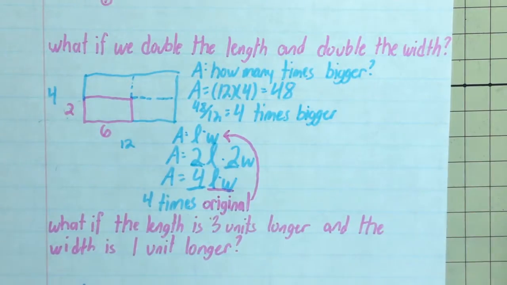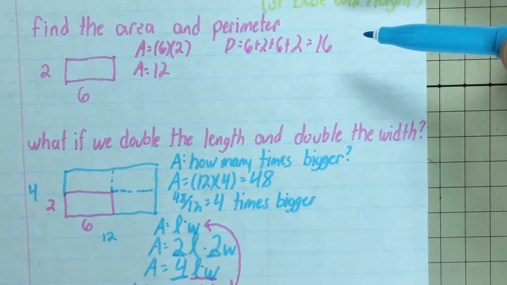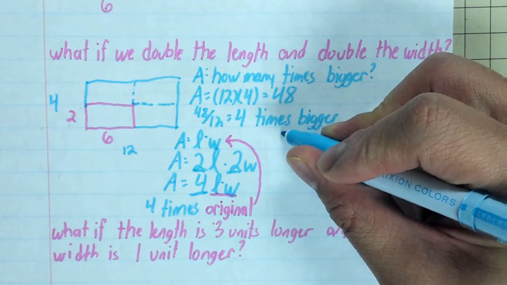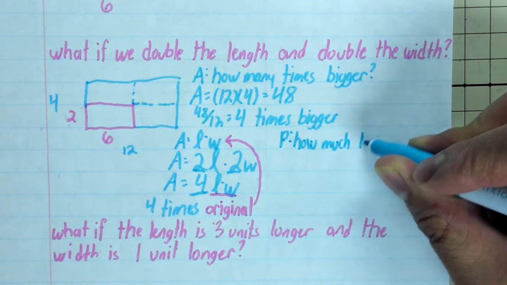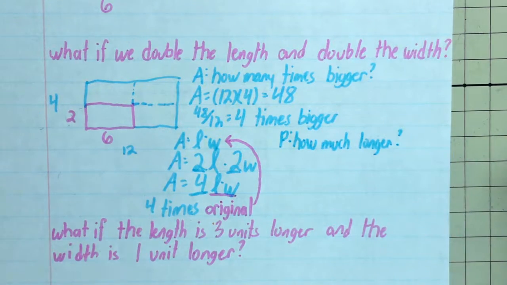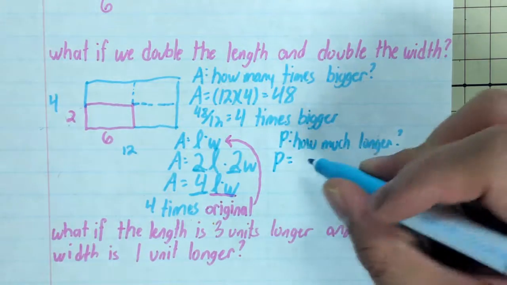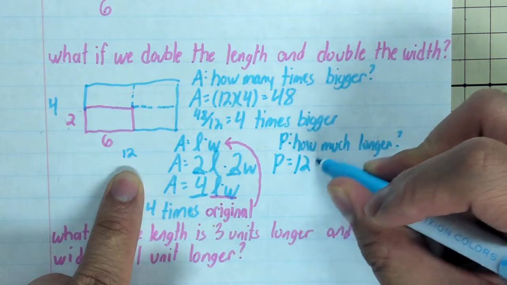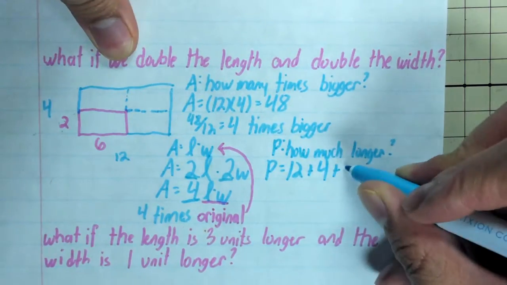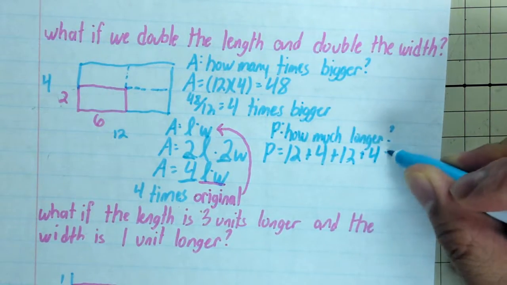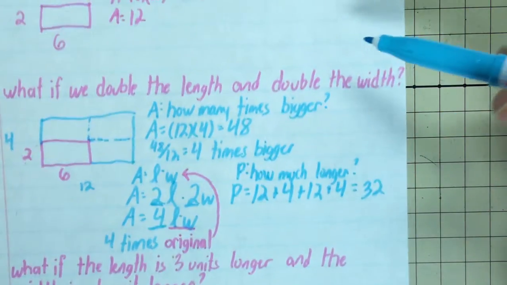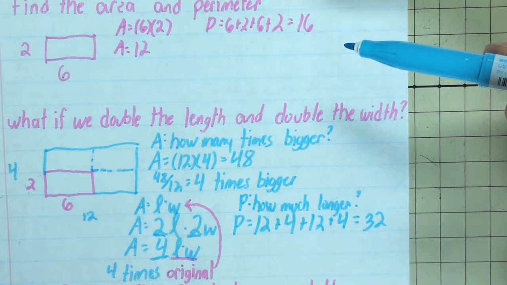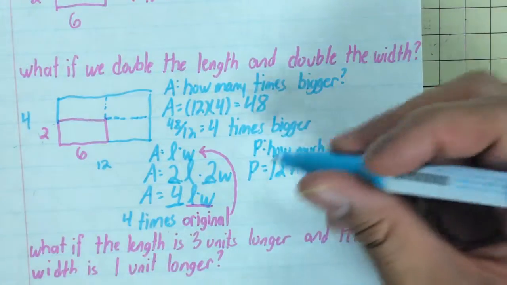Now let's take a look at the perimeter. For perimeter, it's how much longer. So my original perimeter is 16. Let's find our new perimeter. So I'll write over here, for perimeter, how much longer? So perimeter equals, this side's 12, plus over here is 4, plus up here is 12, plus over here is 4. 4 plus 12 plus 4 plus 12 equals 32. Comparing my new perimeter with my old perimeter, it's 2 times bigger, or 2 times longer.